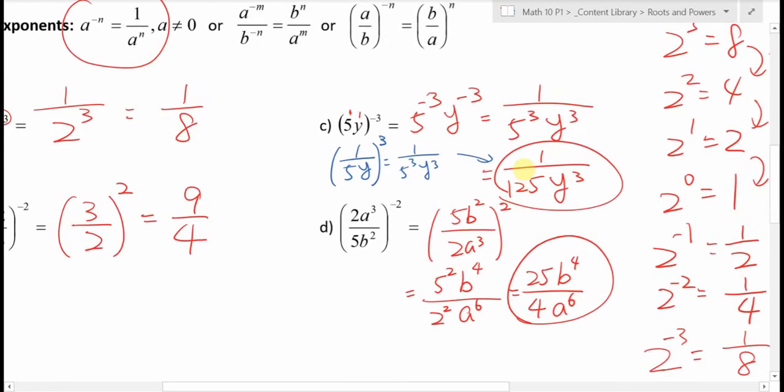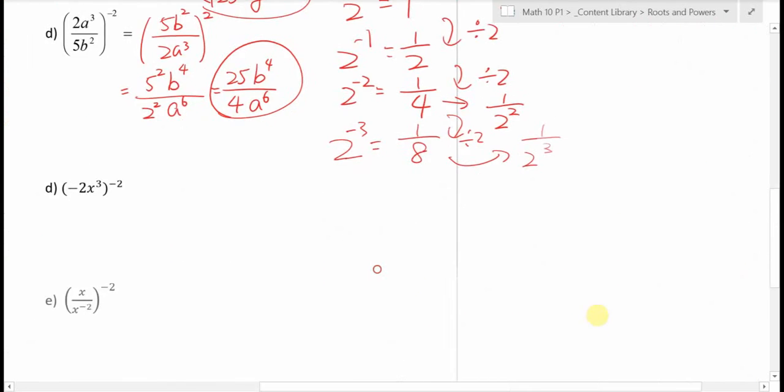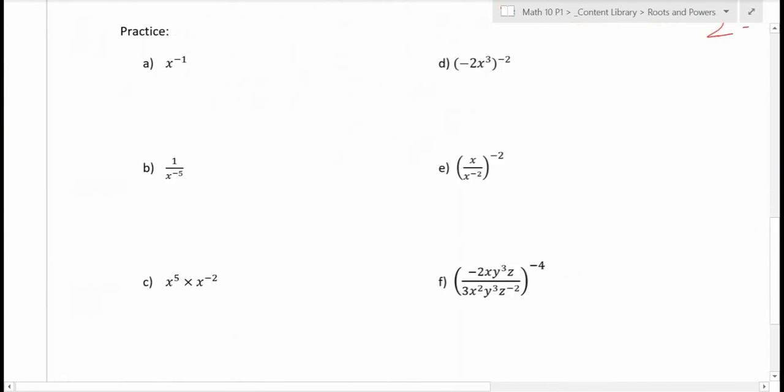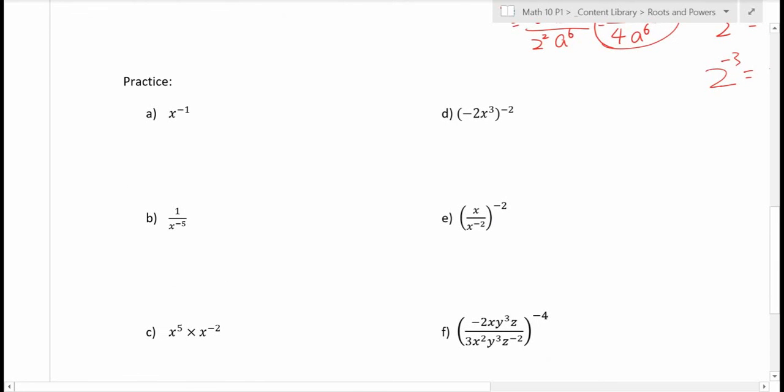Okay, so I showed you these 4 examples. Hopefully you understand a little bit better of how to deal with negative exponents. There are 6 questions here for you to try. Okay, pause the video and give them a try. I'll show you the answers in a bit.